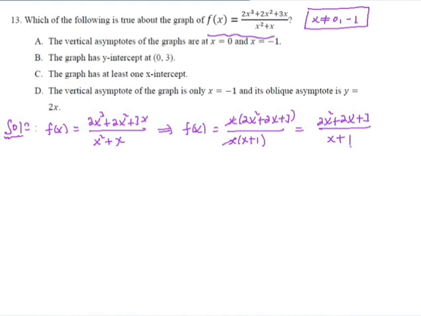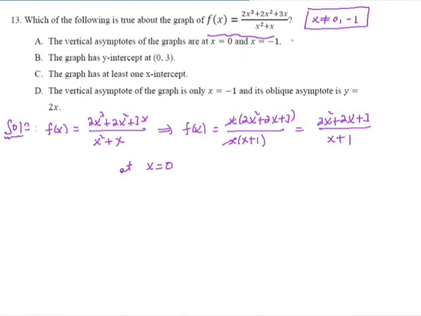So let us see the statements. We are asked the true statement about this function. The vertical asymptotes of the graph are 0 and minus 1. That is wrong. 0 is not a vertical asymptote. Rather, at x is equal to 0, there will be a hole.